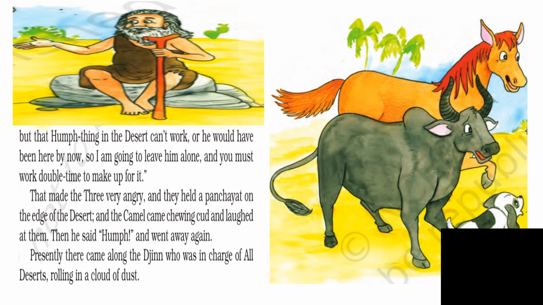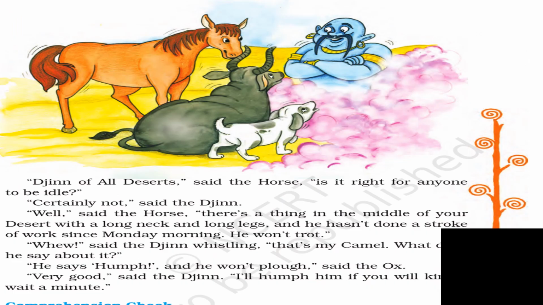Presently there came along the Djinn, who was in charge of all deserts, rolling in a cloud of dust. Because there was a panchayat, it was necessary for the in-charge of the desert to be there in the panchayat. Djinn of all deserts, said the horse, is it right for anyone to be idle?